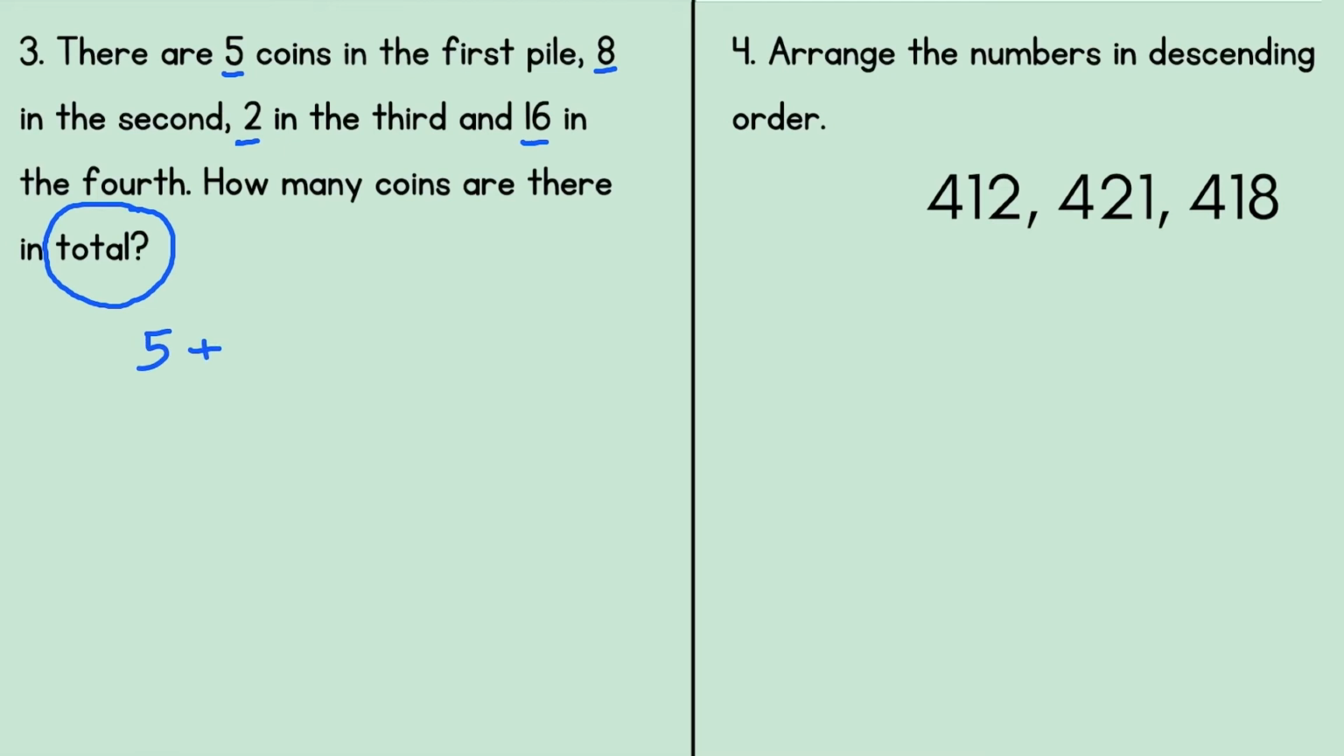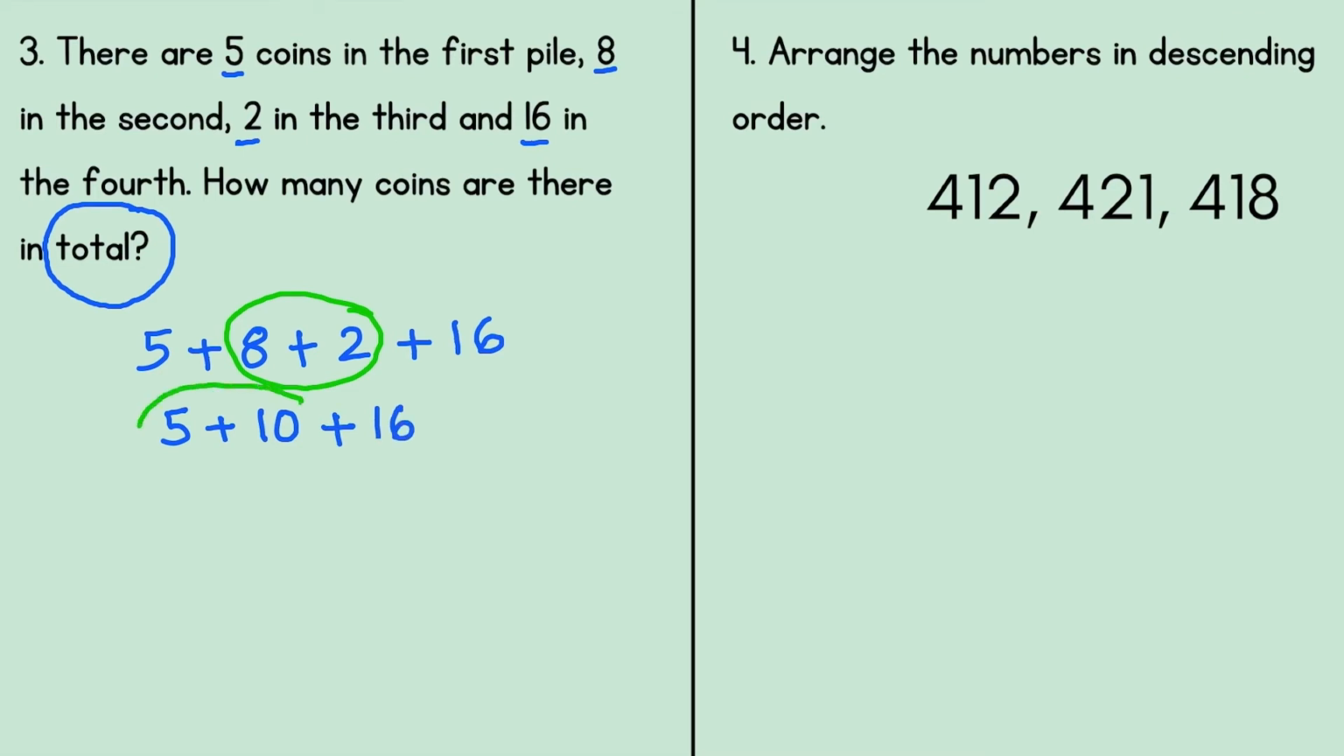5 plus 8 plus 2 plus 16. Let's try to do this mentally first. We know that 8 plus 2 is 10. So 5 plus 10 plus 16. What's 10 plus 5? That's easy. 15 plus 16.